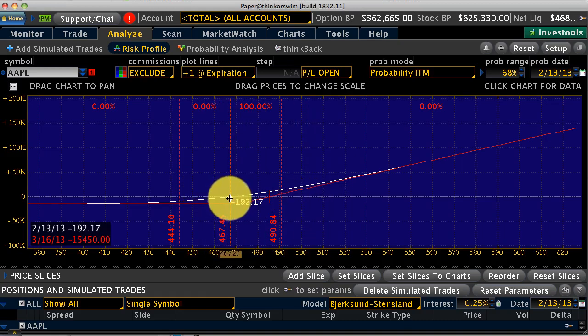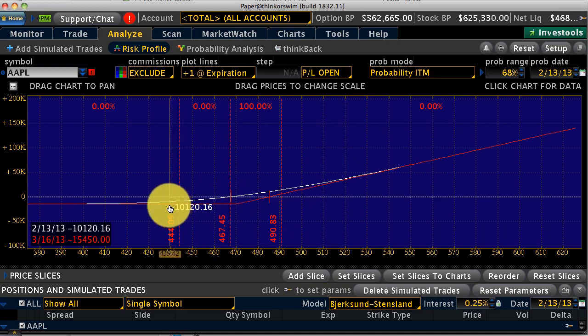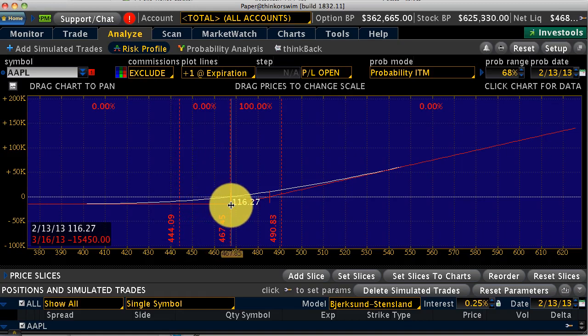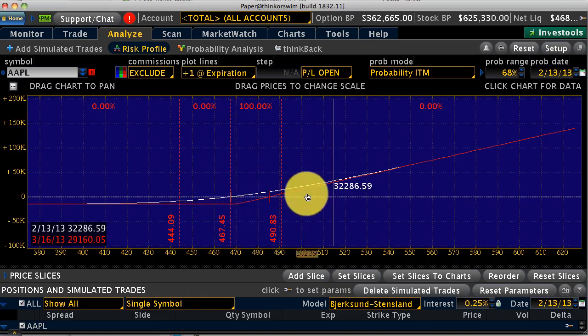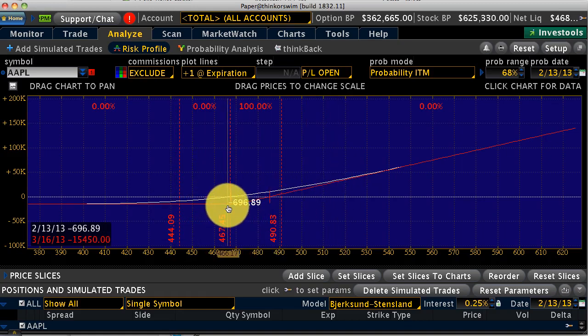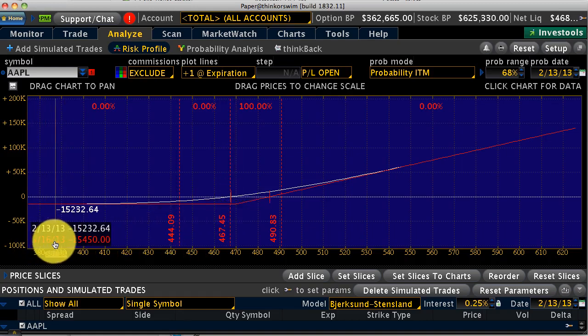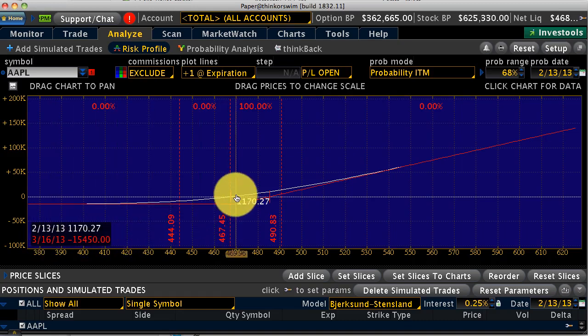So right now, Apple is at 467. What you really don't want to be concerned about at the present time is the red line, because the red line only tells you what happens on the day of expiry, which is on 3/16, which is a good month away, 33 days away. And what you really want to be concerned about is the white line, because the white line is going to tell you what happens to your position today or tomorrow or the day after.